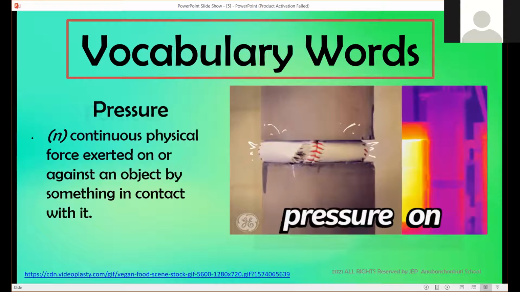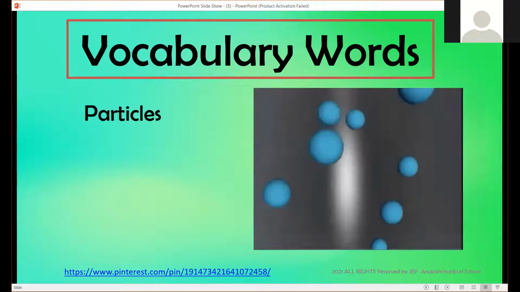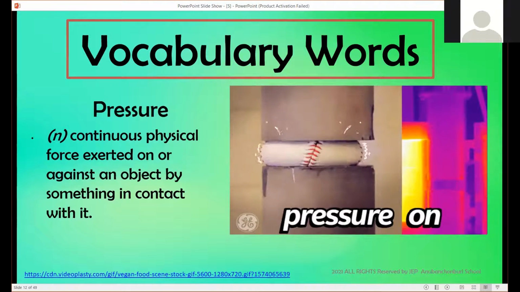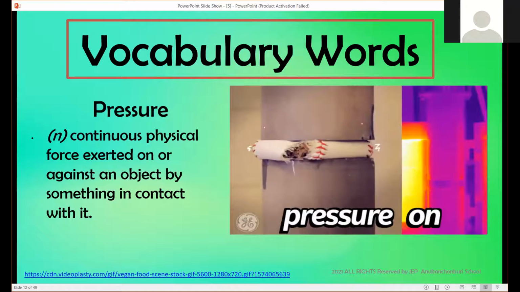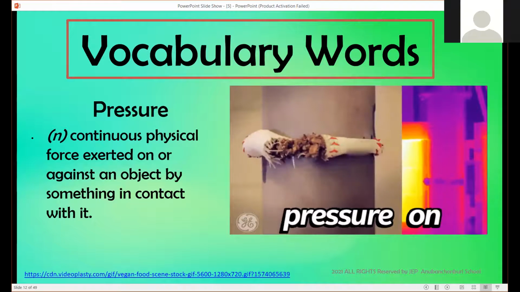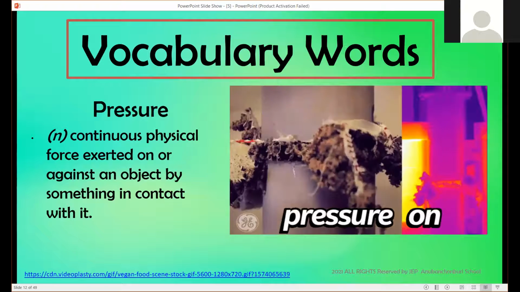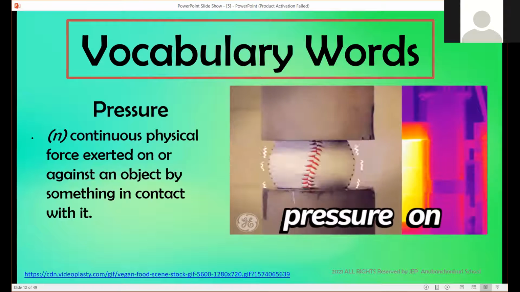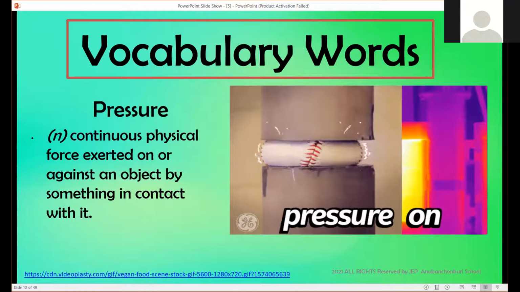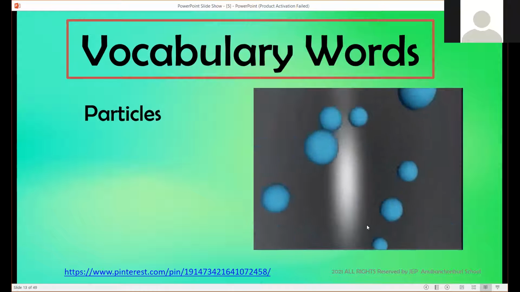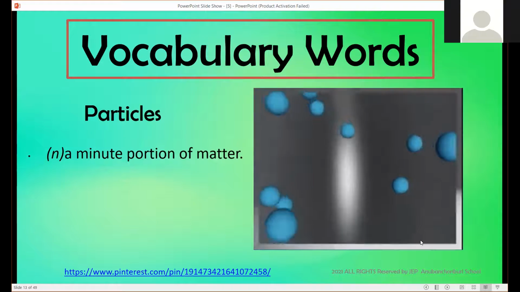All right. So the next word here, this word is also very important for you to understand, because in the lesson about rocks, you still remember rocks? Yes. There is the heat and pressure. See? So here in unit 2, I introduced to you already the word pressure. Now let's proceed to the next word here, particles.